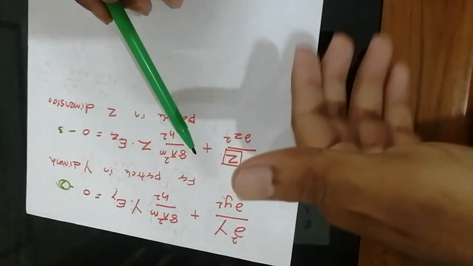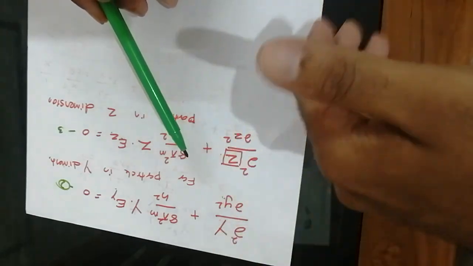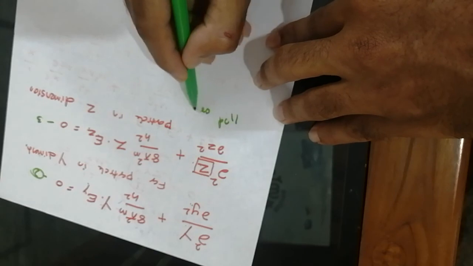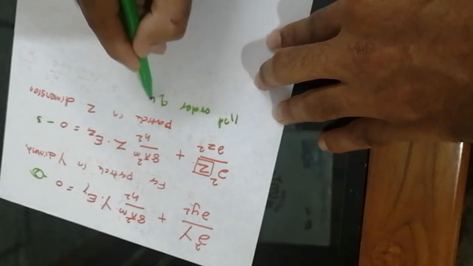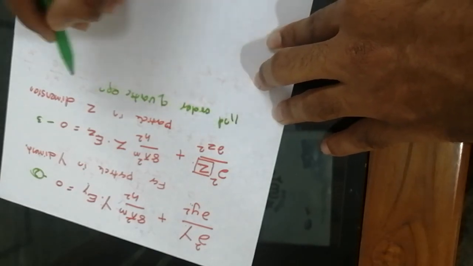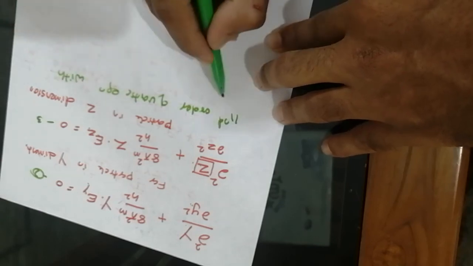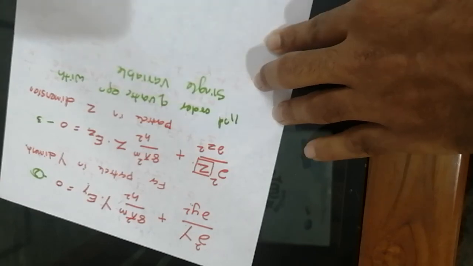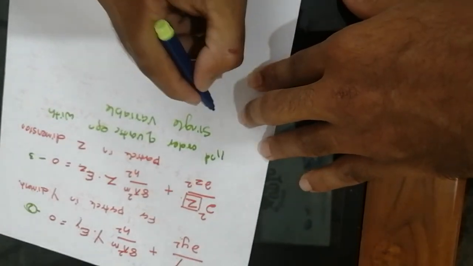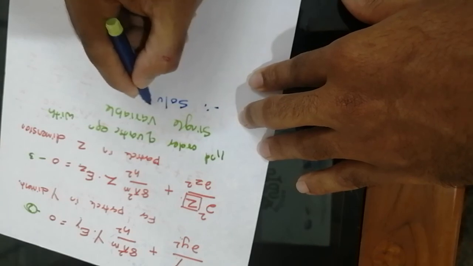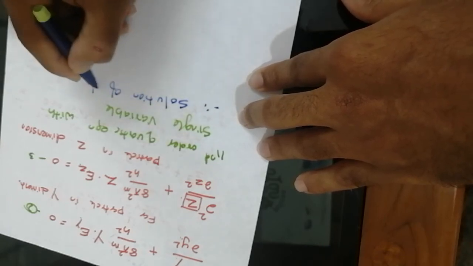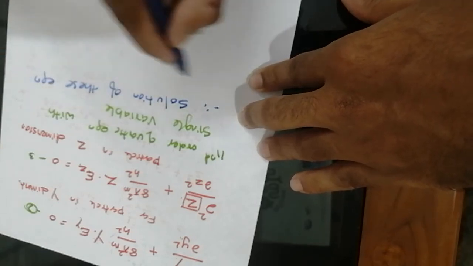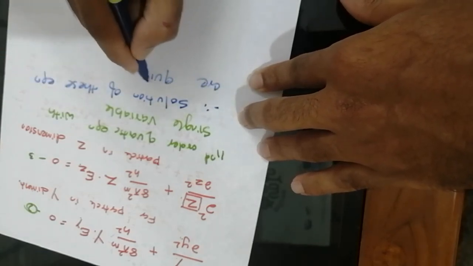Therefore, this separation helps you to get a second order quadratic equation with a single variable. Therefore, solutions of these equations are quite easy.